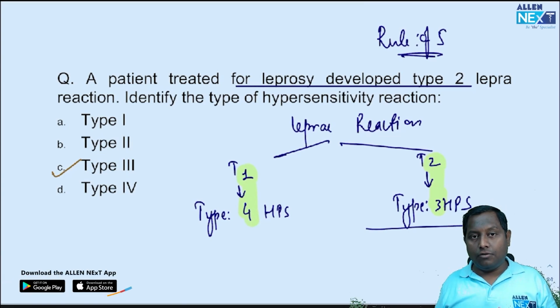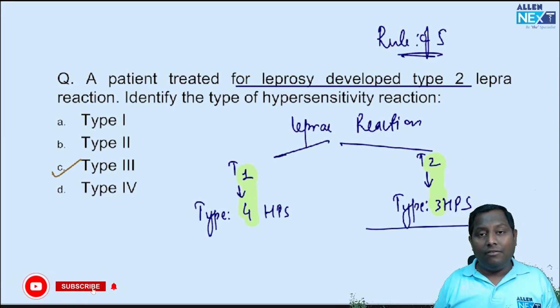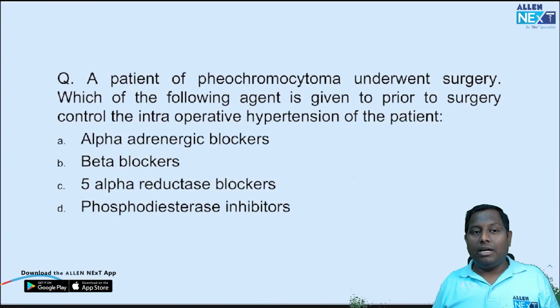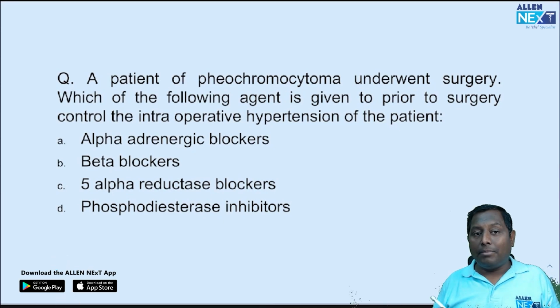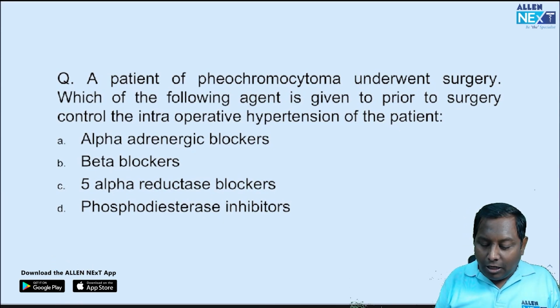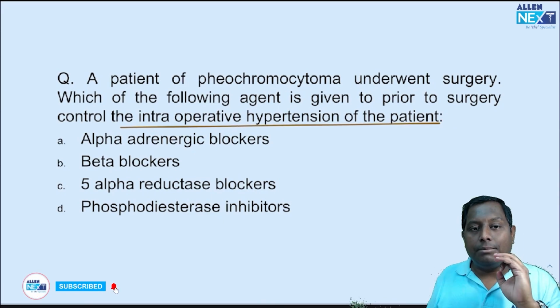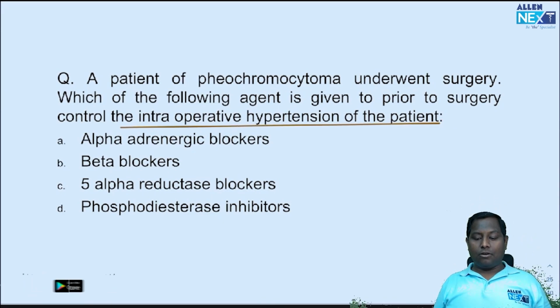So 2 questions of hypersensitivity reaction. In fact, there were 3 questions of hypersensitivity reaction in total. 2 can be integrated easily with pharma, and we usually discuss this very commonly. A patient with pheochromocytoma underwent surgery. Which of the following agents is given prior to the surgery to control the intraoperative hypertension? Now wherever the name pheochromocytoma comes, what is the one drug that you are going to prefer?